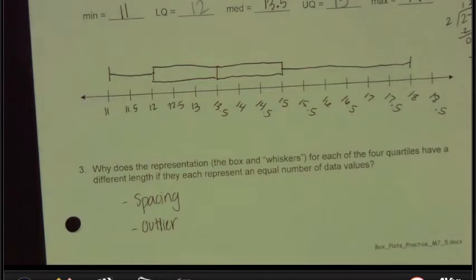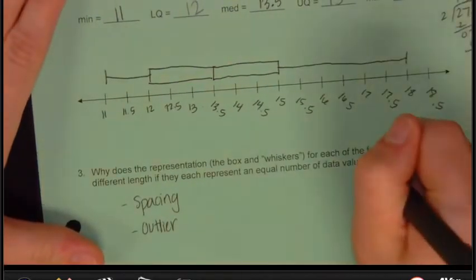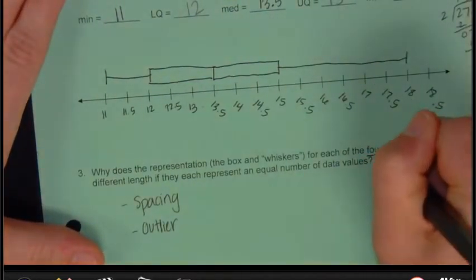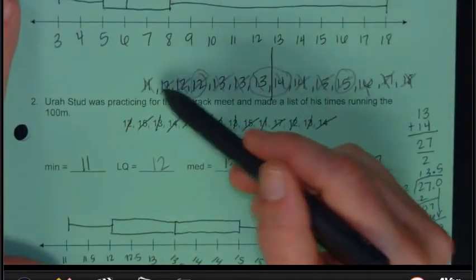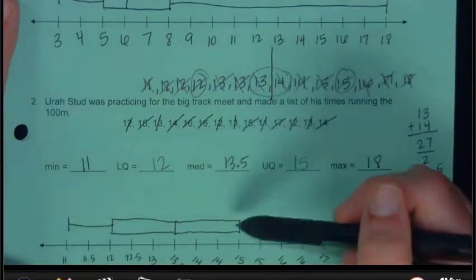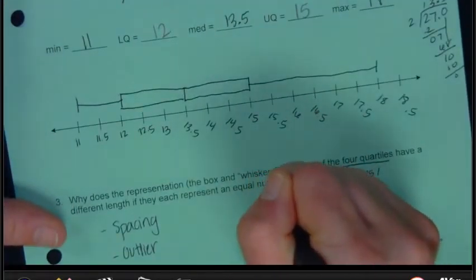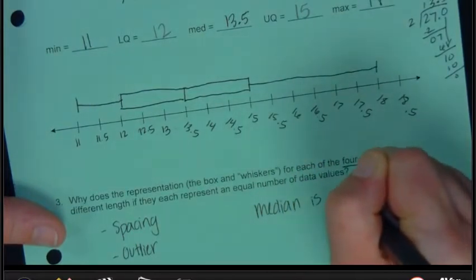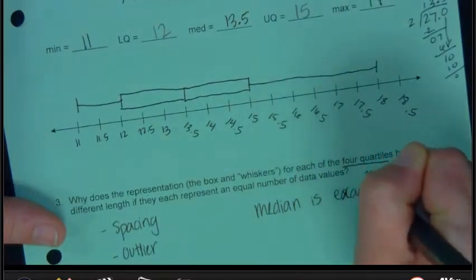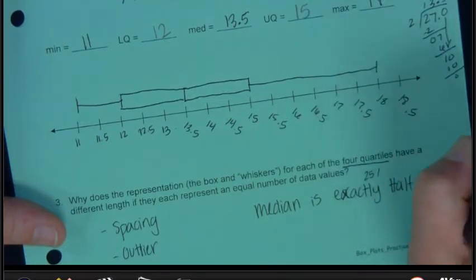So each represents 4 quartiles. And each of the 4 quartiles represents 25% of my data. Because if you think about it, to get exactly to the median is halfway. So I'll write this down. Median is exactly half, which is equal to 50%.